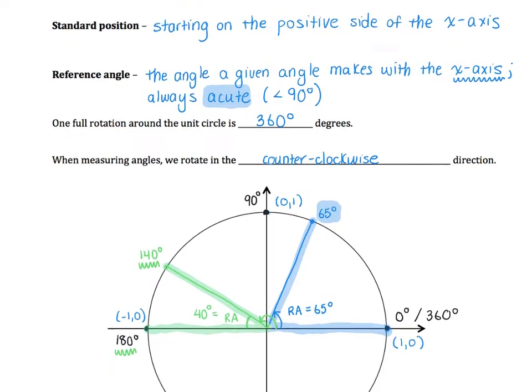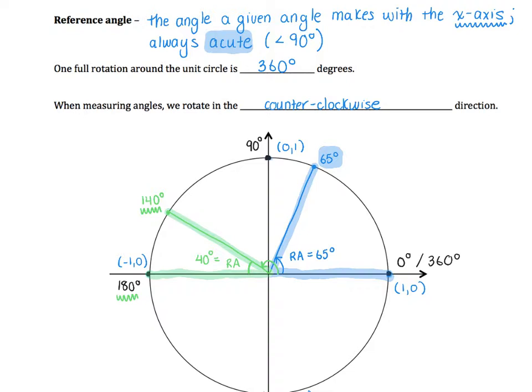And just to clarify, the case when your reference angle would be exactly 90 degrees would be a case like this, when you've measured out an angle of, say, 90 degrees. So you're here, and the angle between your angle and the x-axis, no matter which way you draw it, is 90 degrees, okay?